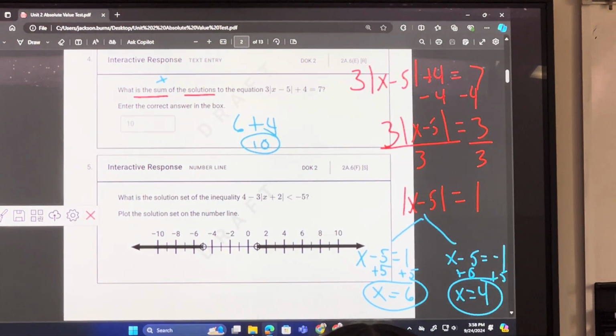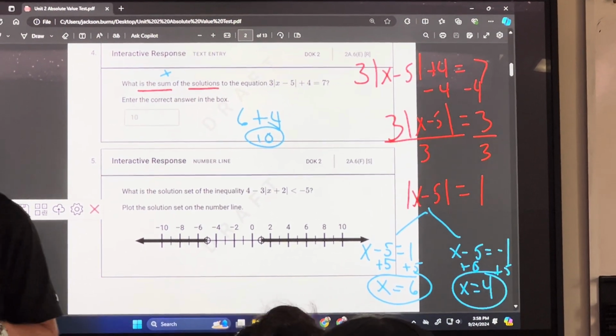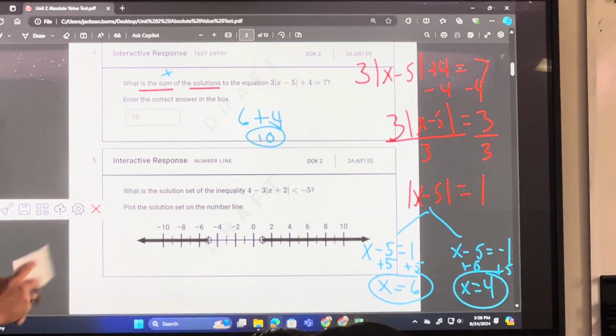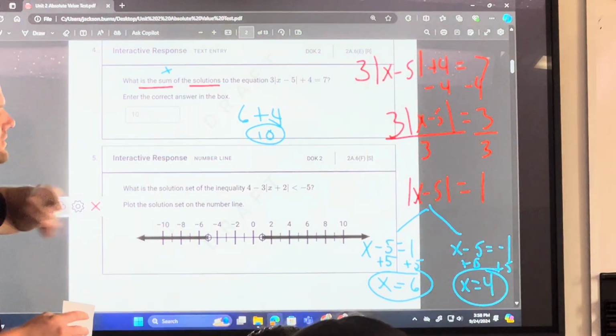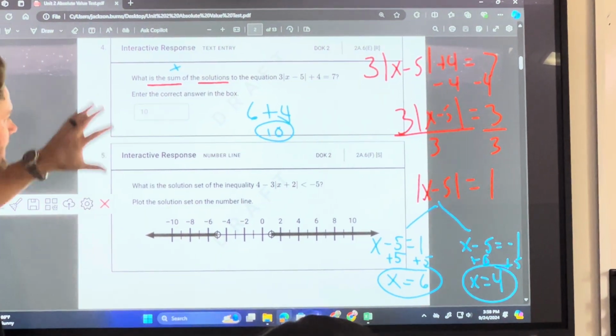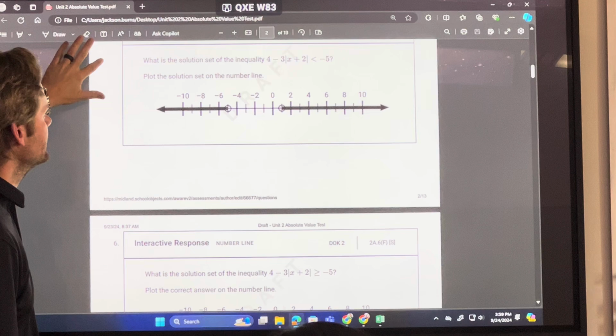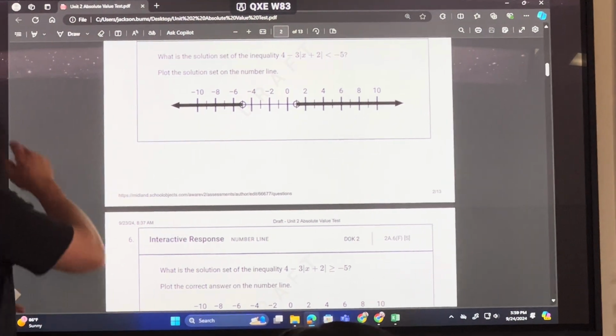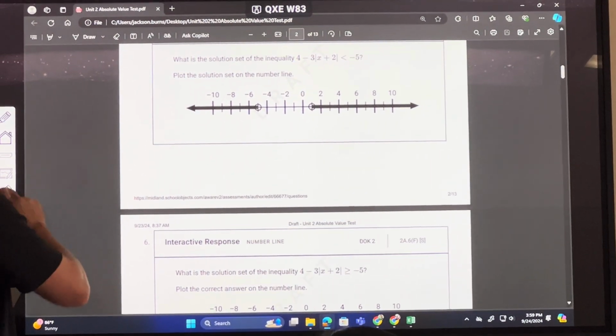Any questions on that one? All right. So pretty basic absolute value, right? We just have to do a little finagling with the answer to get it how they want it there. So I am going to do this one as well. I believe this is number 5.